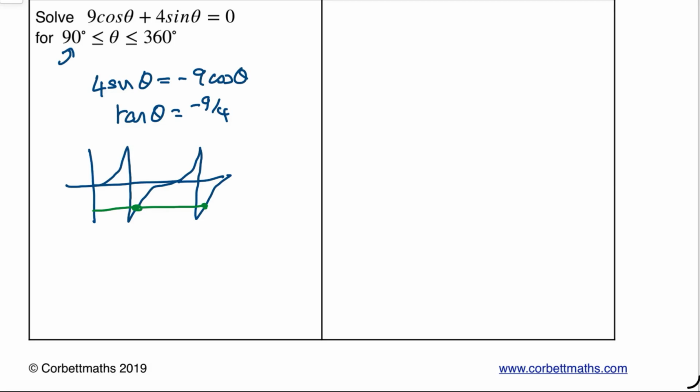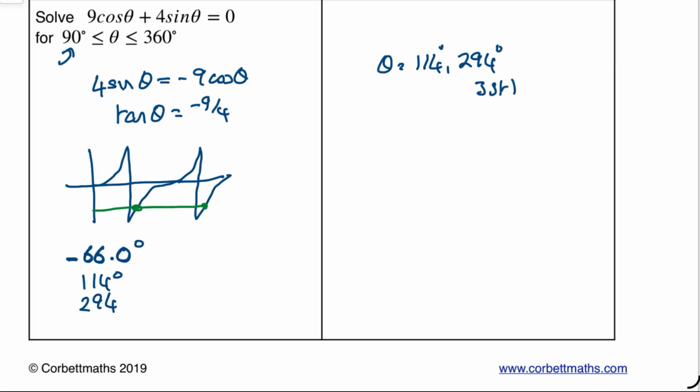Now, get my calculator out, and it's also going to give me a negative answer, but let's do it anyway. So tan^-1 of -9/4 is -66.0 degrees. Let's write that again. So -66.0 degrees. I'm going to keep adding 180. So add 180 is 114 degrees. Add 180 again. It's going to give me 294 degrees. Add 180 again, and I'll be outside the range. So therefore, my answers are going to be that theta equals 114 or 294 degrees to 3 significant figures.